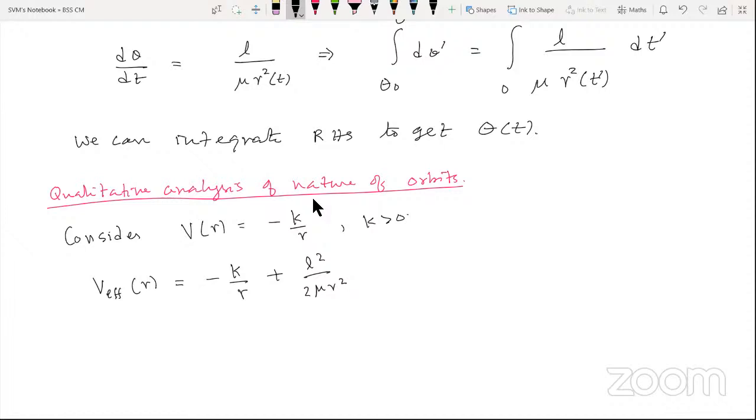Okay, so now let us try to draw this picture carefully. So let us say this is your R.